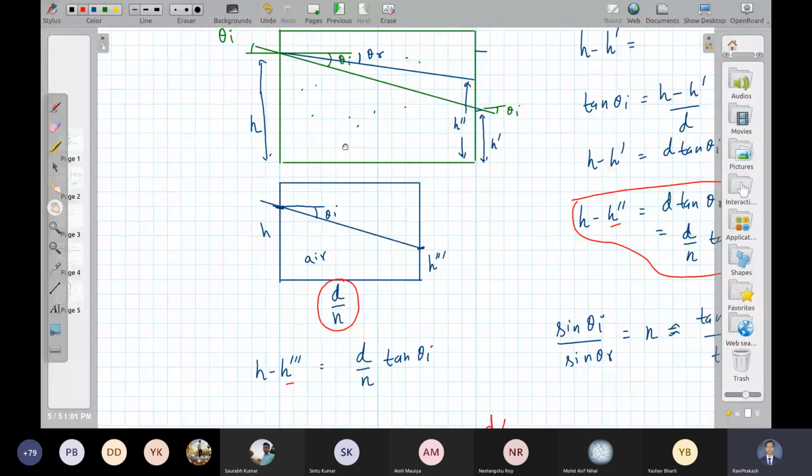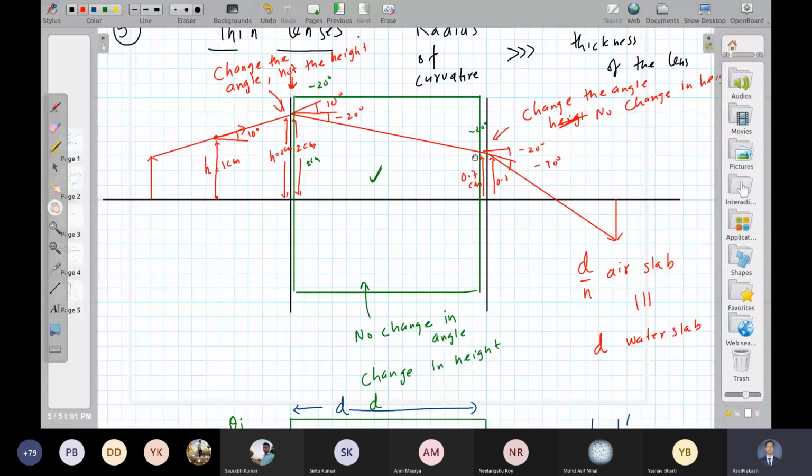Means all we want is that the light should fall on lens 2 at the same height, at the same angle as it were falling in the presence of water. जैसे water की presence में जिस height पे fall कर रही थी, जिस angle पे fall कर रही थी, उसी angle उसी height पर air की presence में fall कर जाए. We need to find that corresponding thickness. Once we get that thickness, our purpose is solved. Okay.